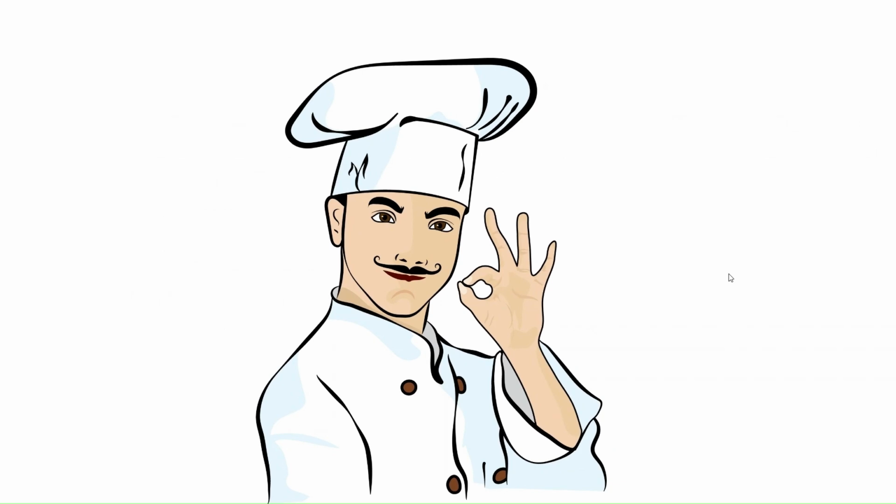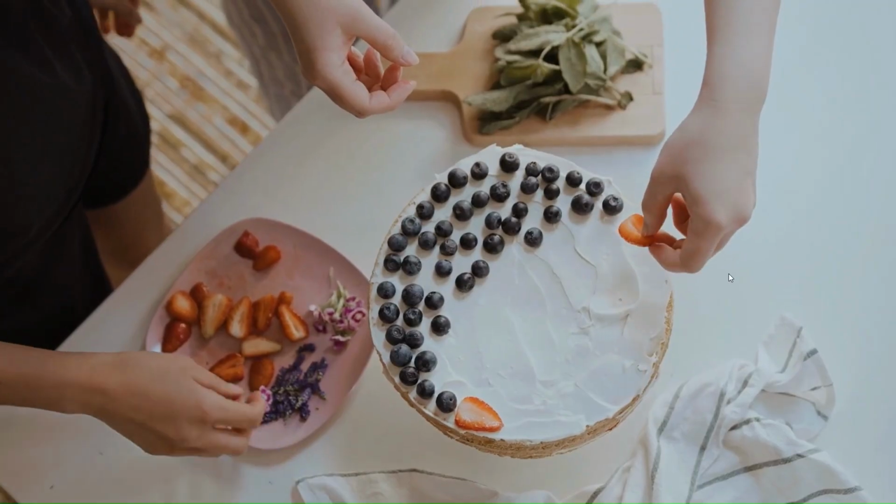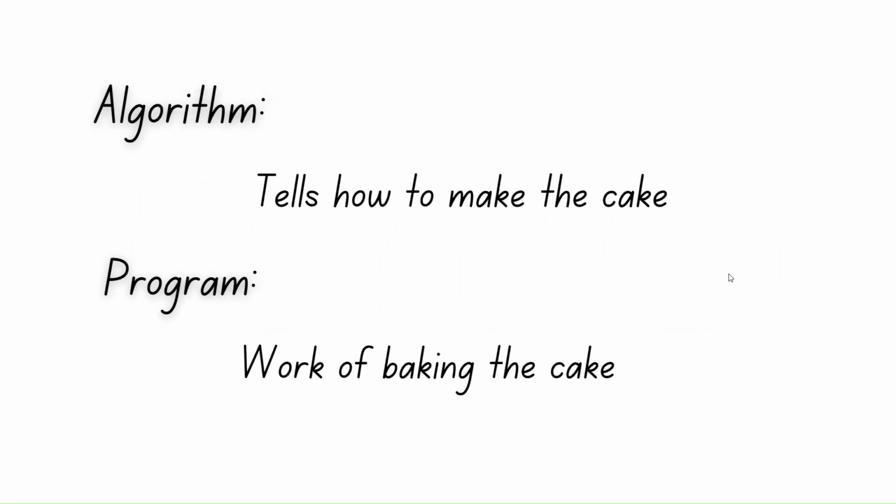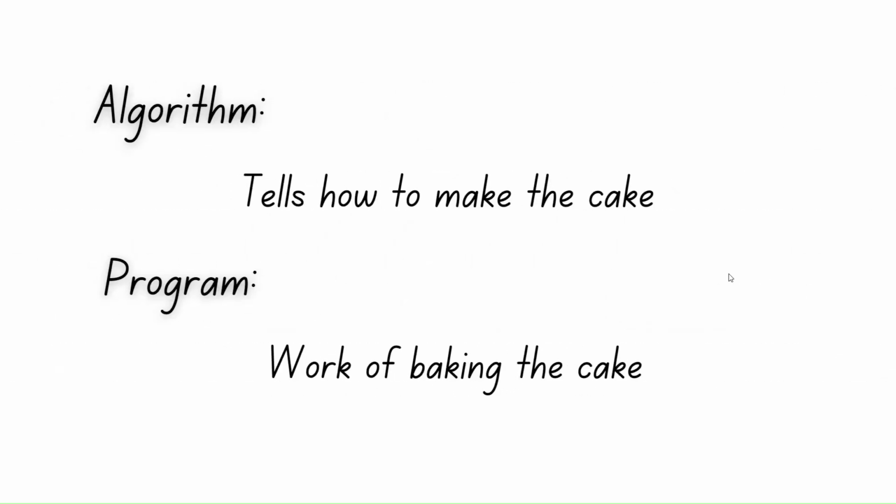Olgo had a helper named Proggy. Proggy's job was to bake the cake. Proggy's actions are like a program. So an algorithm is like Olgo's recipe that tells how to make the cake. A program is nothing but Proggy's actual work of baking the cake by following the recipe.